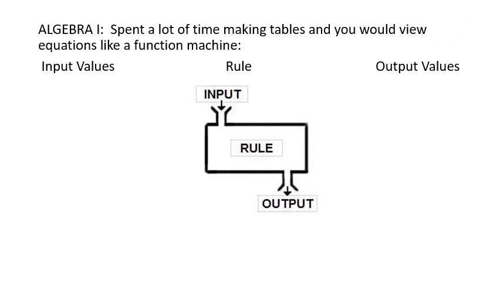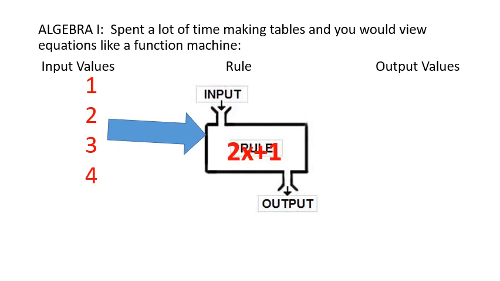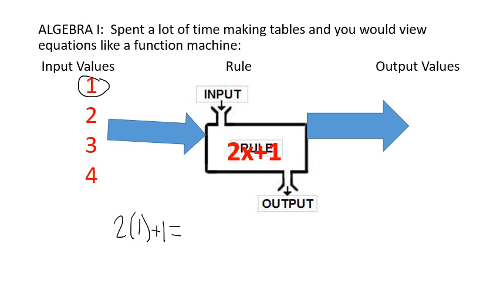In Algebra 1, we spent a lot of time making tables, and we would view them like a machine. For example, I have some input values that we're going to put into the machine. Inside the machine, there's some sort of function rule. For example, 2x plus 1 would be our function rule, and we would get a series of output values. Let's consider the input of 1. If I put 1 in for x, 2 times 1 plus 1 gives me an output of 3. So my output values are directly related to the input values.